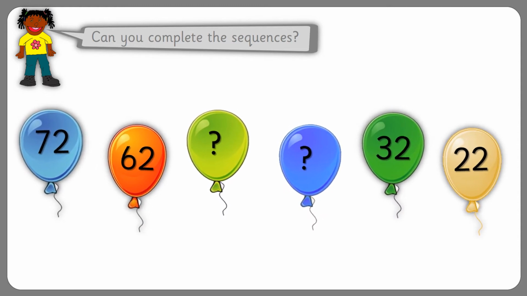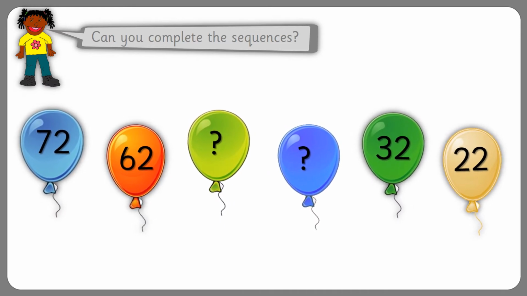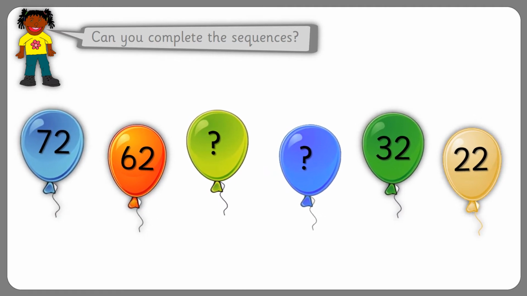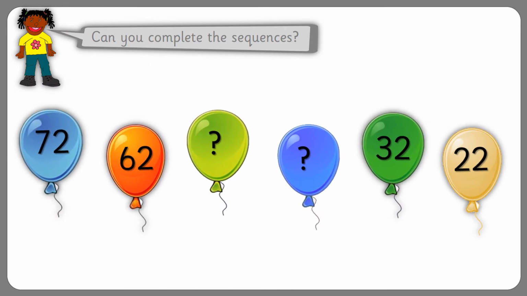So in this number sequence, we're starting at 72, and then the next number is 62. Then we've got two missing numbers, then 32, 22. So we can spot a pattern here that all of the numbers are ending in 2, so the ones digit isn't changing. But we can see that we start with 7 tens, then 6 tens, so that's 10 less.